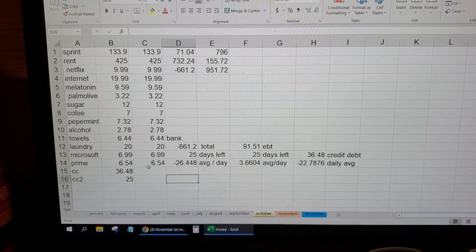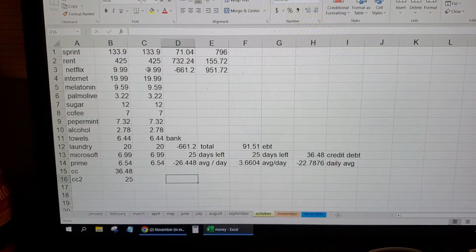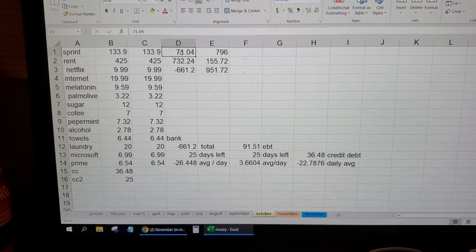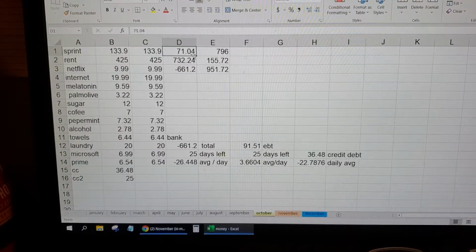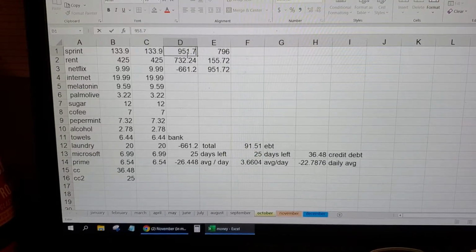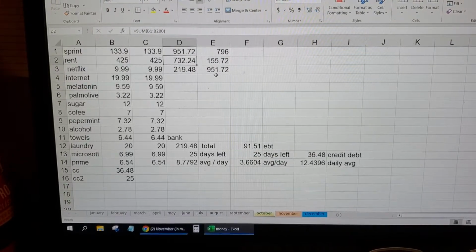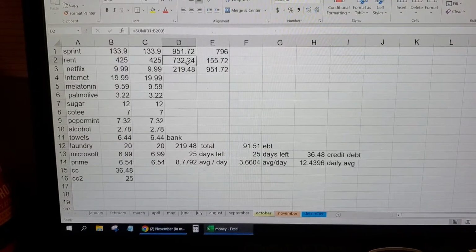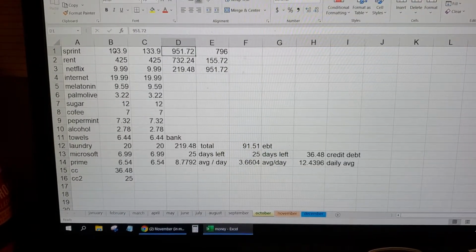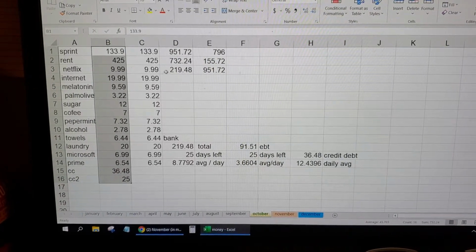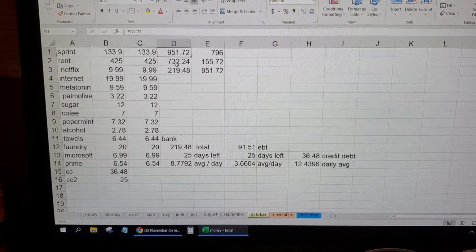So the way that this works is I have it set up so that I put how much I have in the bank. So we'll say that at the beginning of this month I had $951.72. And I always keep this here just for reference, so that way I can see, okay, that's how much I have in the bank right now. $952, and then I go, that's how much I have in the bank.